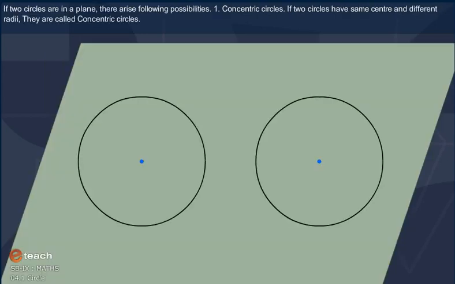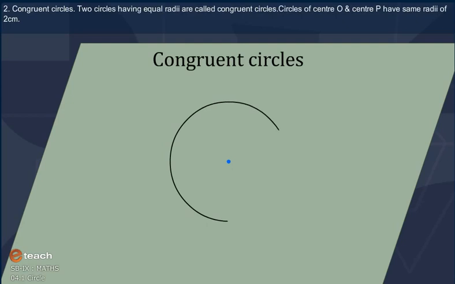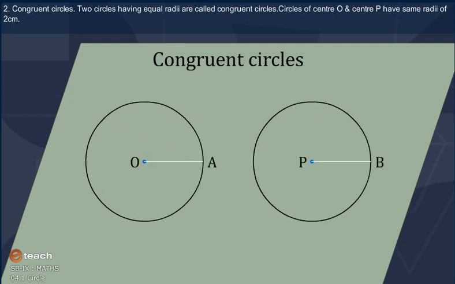If 2 circles are in a plane, the following possibilities arise. 1. Concentric circles. If 2 circles have the same center and different radii, they are called concentric circles. 2. Congruent circles. 2 circles having equal radii are called congruent circles. Circles of center O and center P have the same radii of 2 cm.